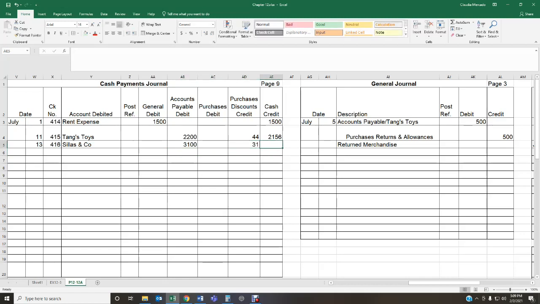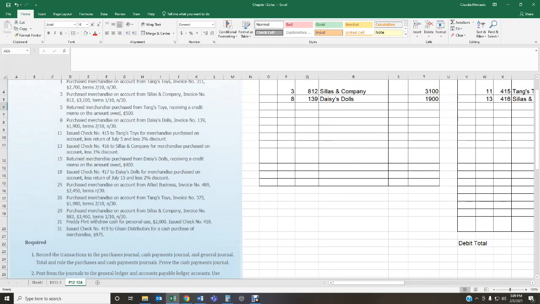Okay. And now we can figure out how much cash we actually credited. How much did we reduce our cash for? Well, I know that I had $3,100 in my payable. Then I got a discount of $31. That means I'm making a payment of $3,069. These are the payments that I am making. This is money leaving the company because we are paying our bills. Okay? So that happened on the 13th.